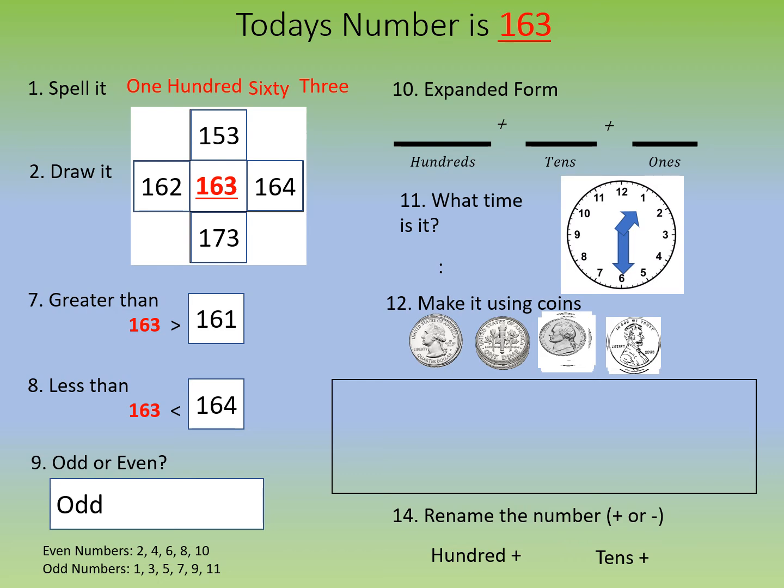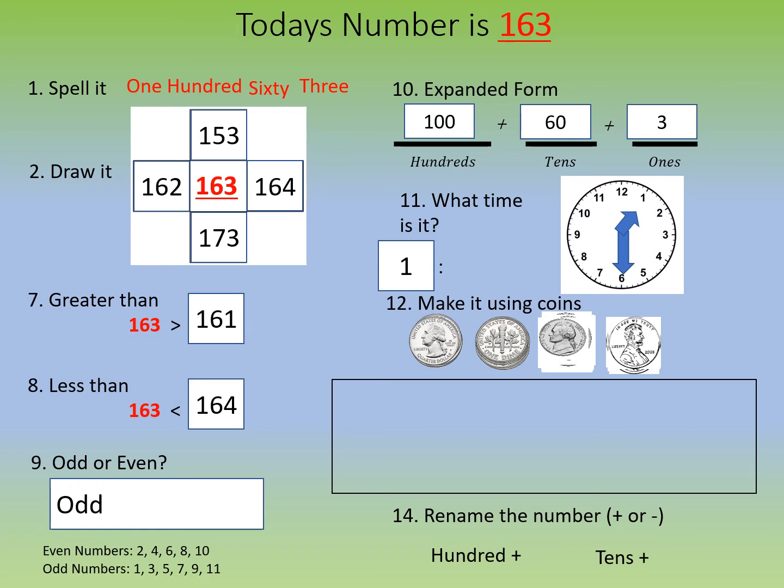Expanded form. We have to write the expanded form of 163. 100 plus 60 plus 3. We just broke the numbers apart. The hundreds went in the first column, the tens went in the second column, and the ones went in the last column. So we have 100 plus 60 plus 3.